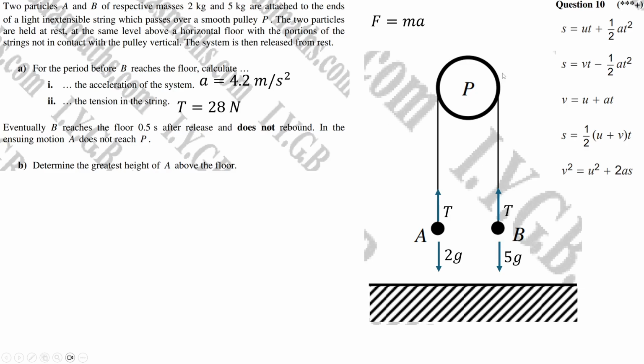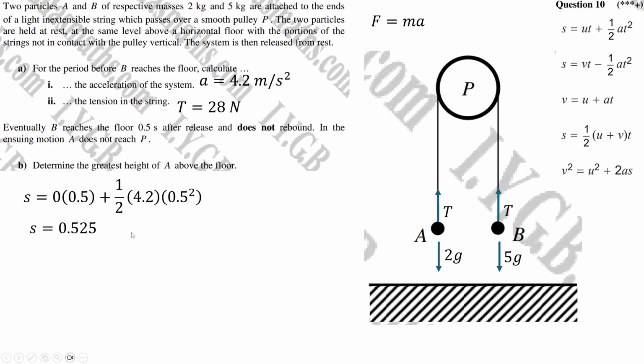If we use this one here, because we know the initial velocity, because it starts from rest, so the initial velocity is 0. We know the acceleration, it accelerates down at 4.2 meters per second squared, and we know the time is 0.5, so just plug them all into this one to get the displacement. So the displacement from here to the ground is 0.525 meters.